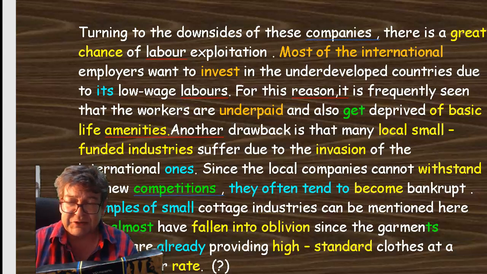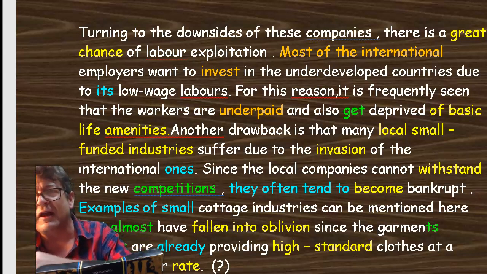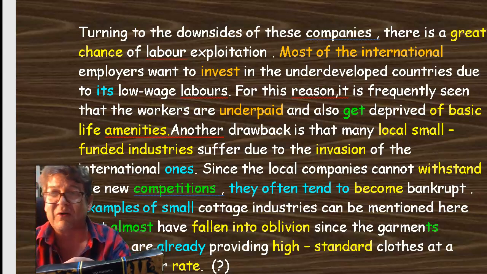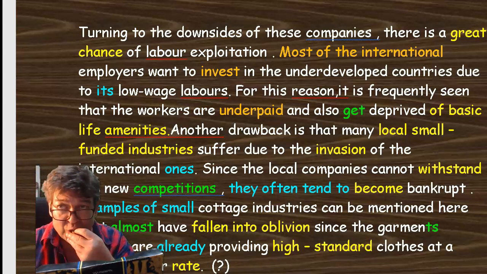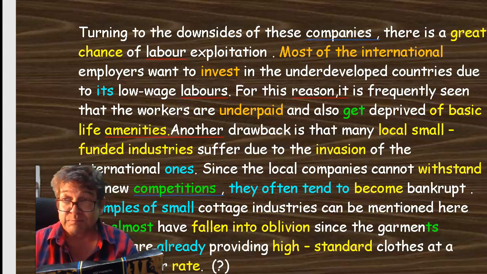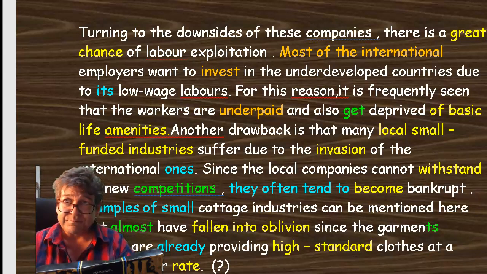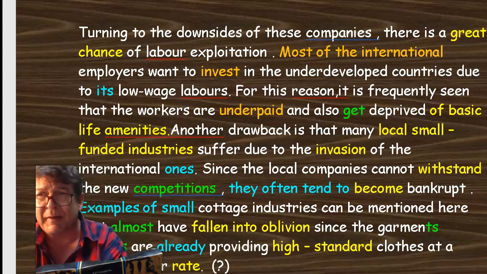Examples of small cottage industries. Now, there's a nice little bit of vocabulary. "Can be mentioned here that almost have fallen into oblivion since the garment sectors are already producing high standard clothes at a much cheaper rate." Oh boy. That sentence started off so good. Can be mentioned here. Once again, you're using passive, be mentioned. Get deprived, when it doesn't need to be there. We don't want passive there at all.